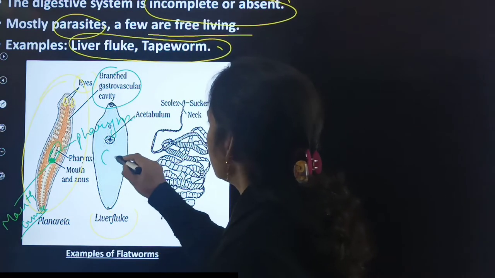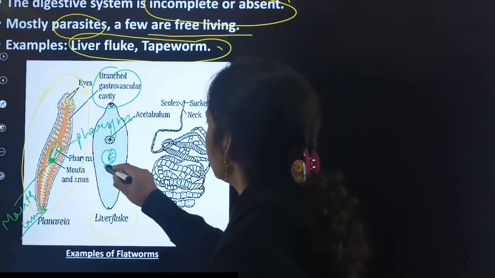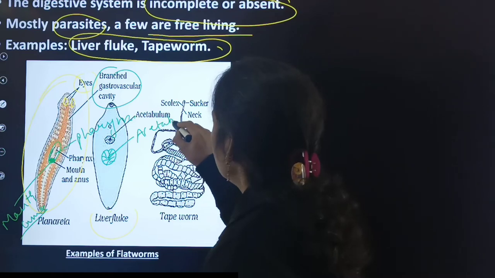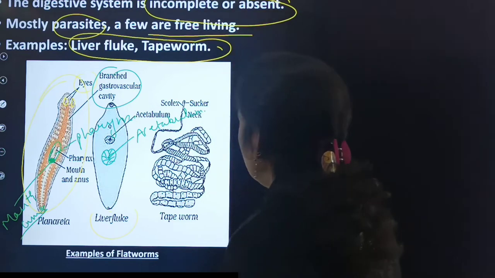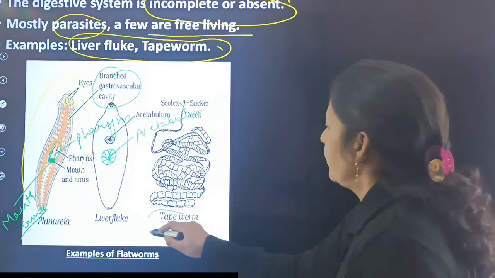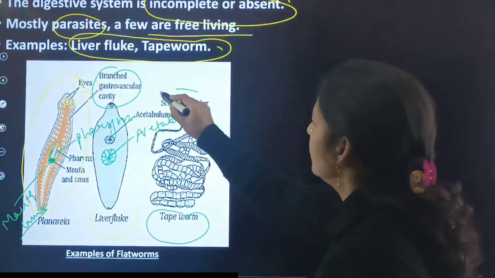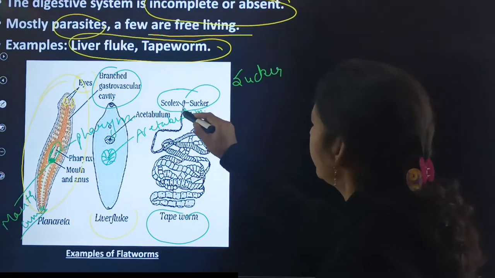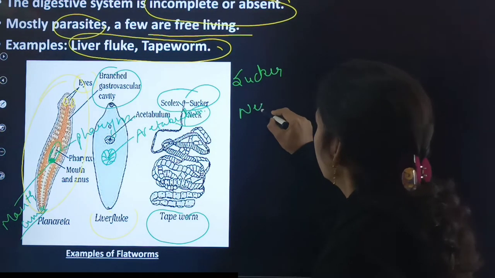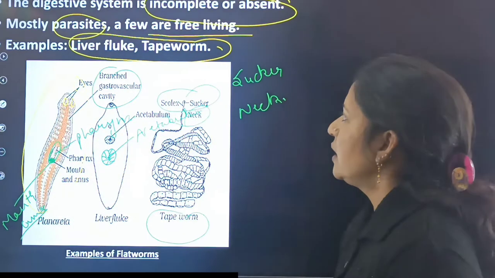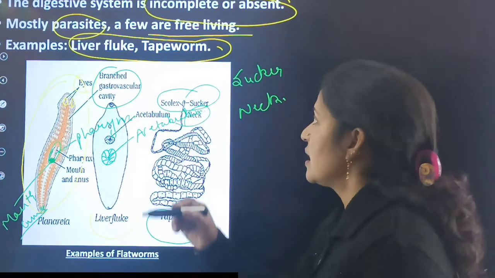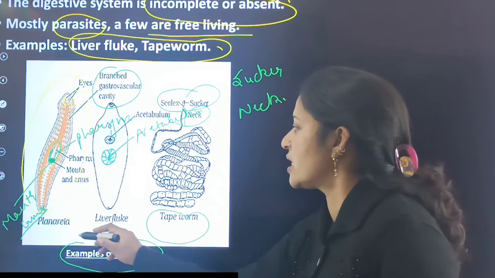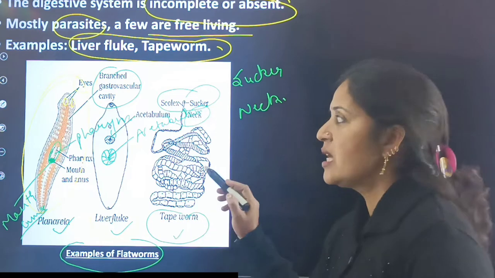And in liver fluke, this is the acetabulum. But in case of tapeworm, in front this is the scolex or the sucker, and after that here it is the neck. So these are the examples of the platyhelminthes, such as liver fluke as well as tapeworm, and these are the common examples of the flatworm such as planaria, liver fluke as well as tapeworm.